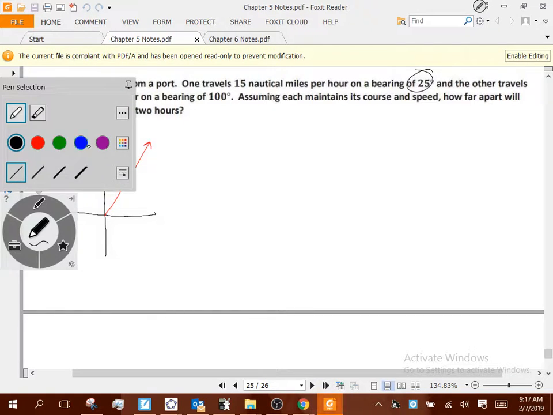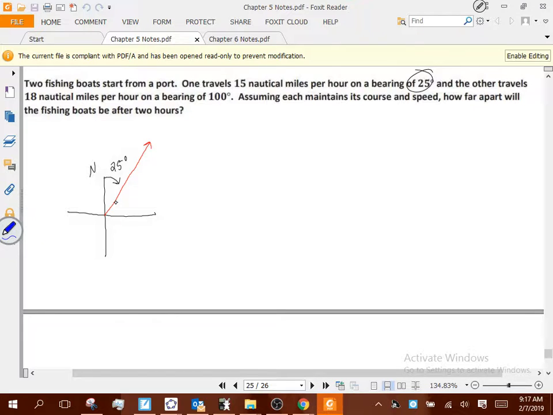The second boat leaves the exact same port, but they go on a bearing of 100 degrees. So again, going in the exact same clockwise rotation. That's about 100 degrees. They're trying to give this boat that path. Is that okay with everybody? This red one traveled at 15 nautical miles per hour, and we did this for 2 hours. How long would that red path be? 30 nautical miles.